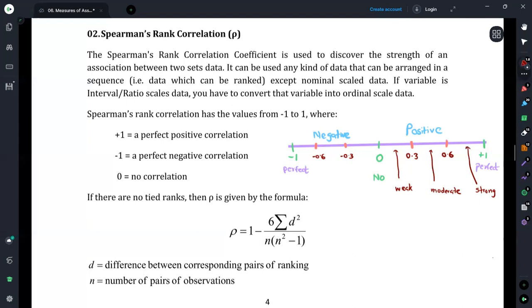That is for the positive side; for the negative side we get the same. If it is between 0 and -0.3, then there is a weak relationship. If it is between -0.3 and -0.6, then there is a moderate relationship.